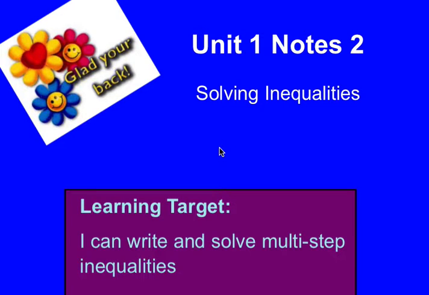So in Unit 1, Notes 2, we are going to be talking about solving inequalities. We're going to use a lot of the same steps we learned on Notes 1, except now we're going to be applying them to inequalities. So let's go ahead and take a look at what that's going to look like for us.